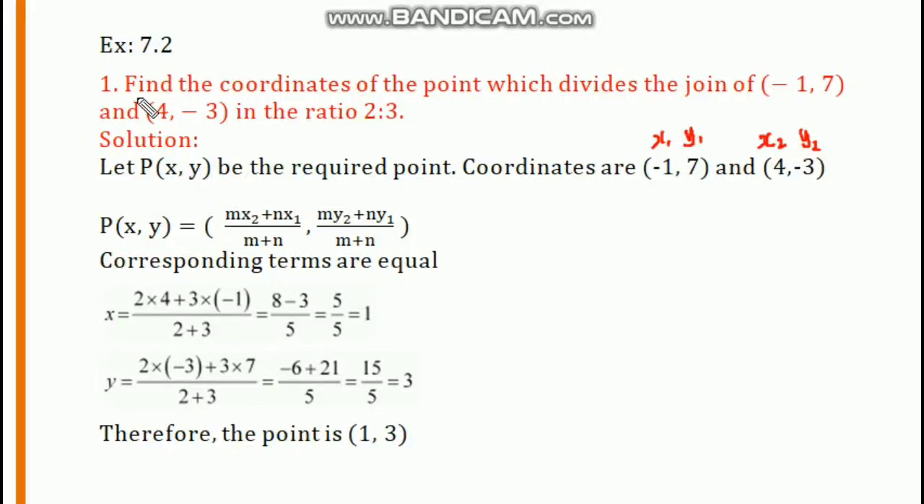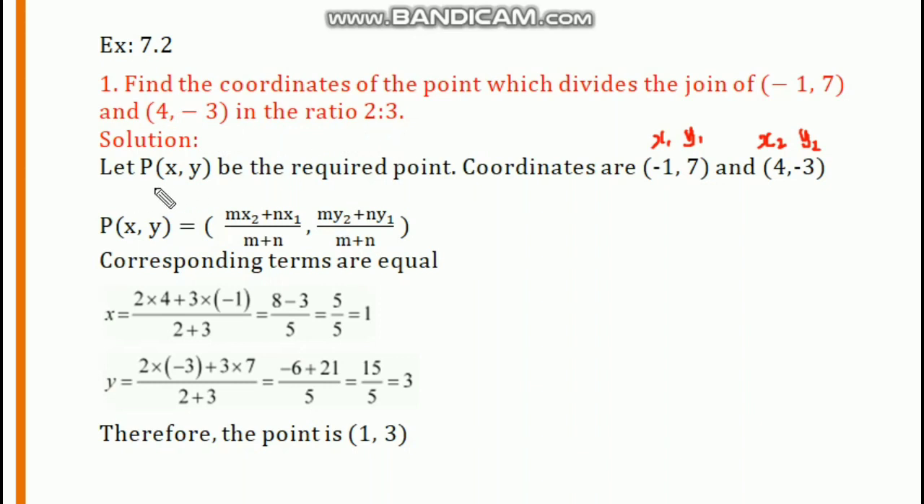Students, let's discuss exercise 7.2, first problem. Find the coordinates of the point which divides the line segment joining (-1, 7) and (4, -3) in the ratio 2 is to 3. Here we are given the ratio and the coordinates of the line segment. We need to find the point which divides the line segment in the ratio 2 is to 3.